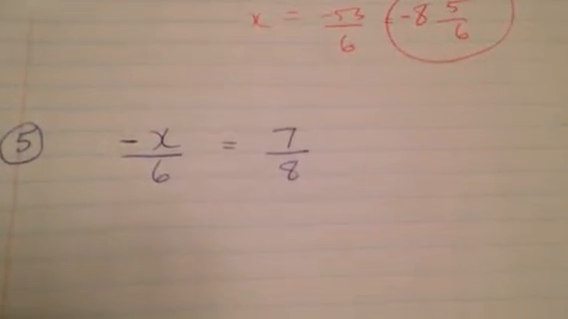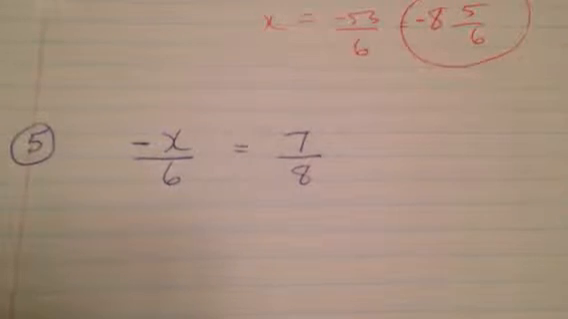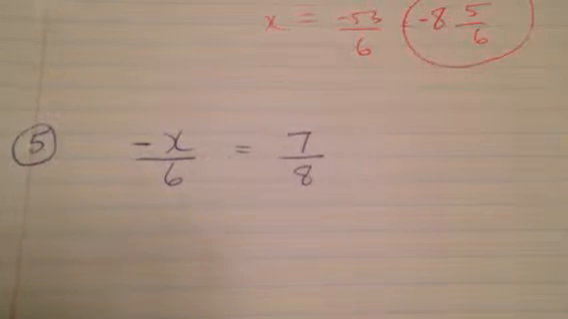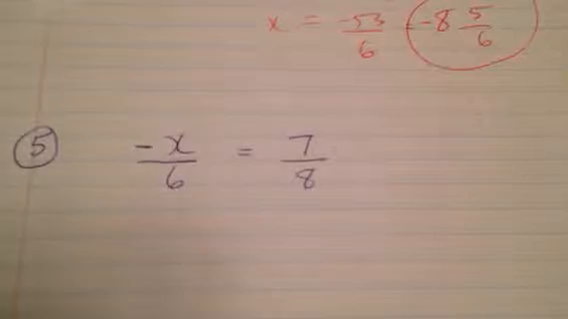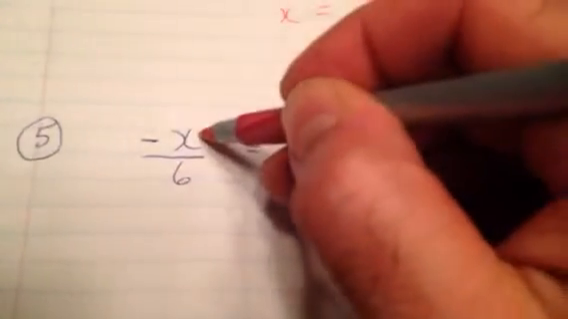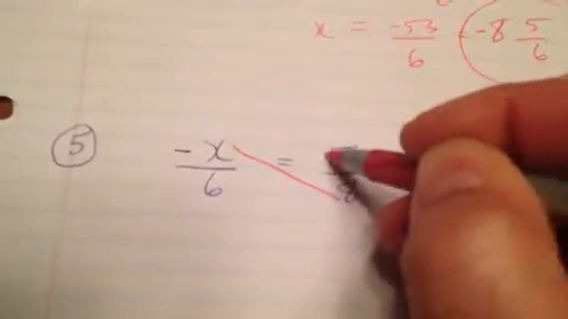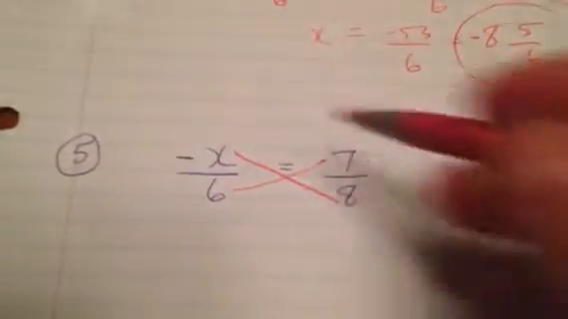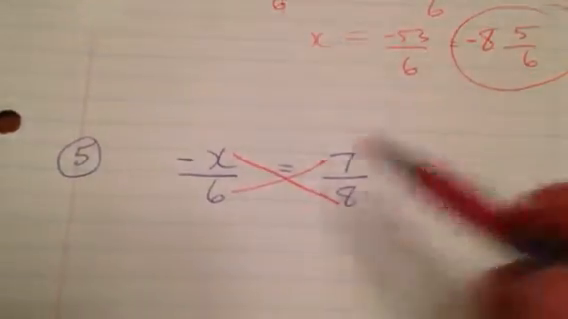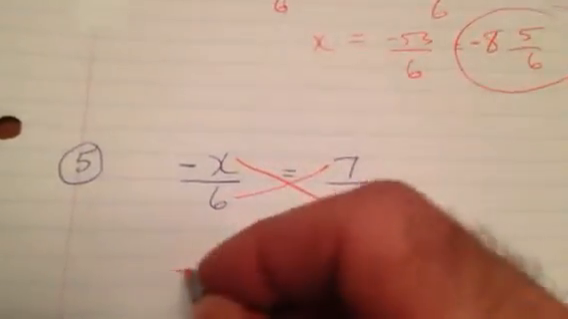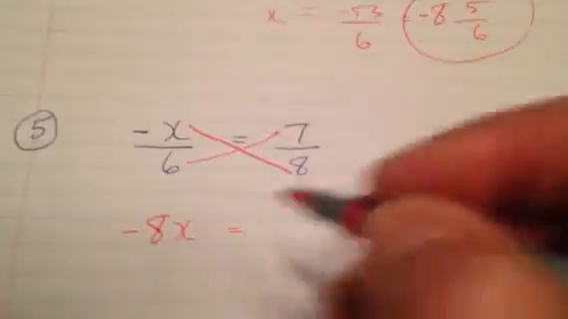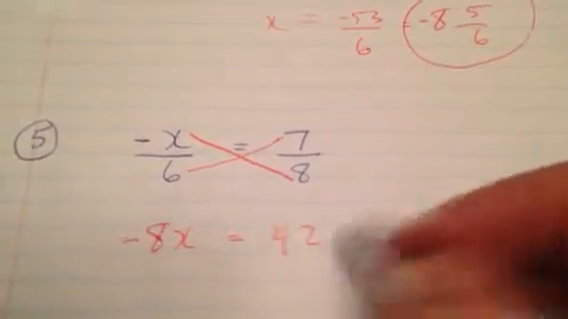All right, here's an equation. Negative x over 6 equals 7 over 8. I have shown a little trick. It's called cross multiplying. So touch numerator to opposite denominator. Numerator to opposite denominator. Now what I do is I multiply the two that are touching. So 8 times negative x is negative 8x. It equals 7 times 6, 42.